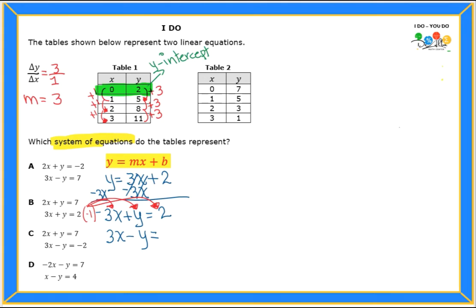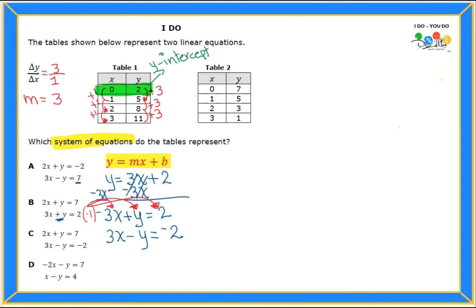Negative 1 times a positive 2 is a negative 2. So now you can look at the answer choices and see if you find anything that looks like that. Well, letter A kind of looks like that, but it has a 7. So I know that cannot be right. Letter B has a plus y, and I don't have a plus y, I have a minus y. So this is not right.